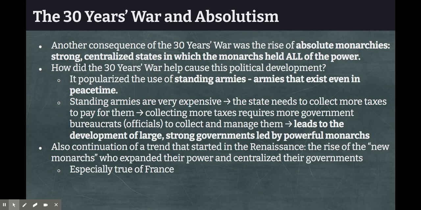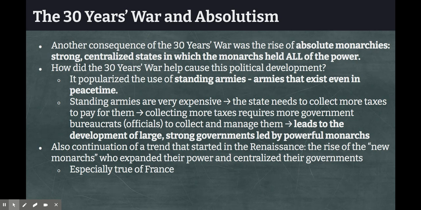Now, the problem is that standing armies are really expensive. So what the government does is it needs to collect more taxes in order to pay for them. So collect more money from the taxes that already exist and institute new taxes. Now, collecting taxes also requires a lot of government manpower. So governments hired more and more bureaucrats and officials who were under the control of the monarch, not the nobles, in order to collect and manage these taxes. Now, what this did is it led to the development of really large, strong governments led by powerful monarchs with a lot of bureaucrats working for them.